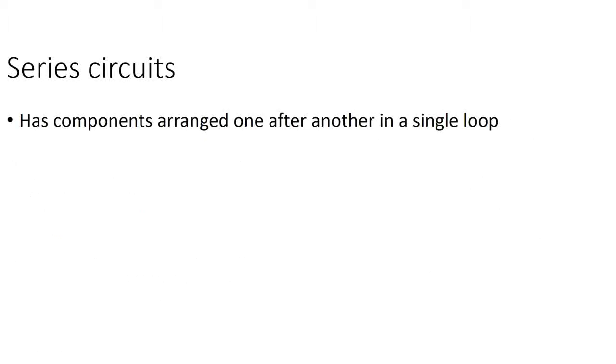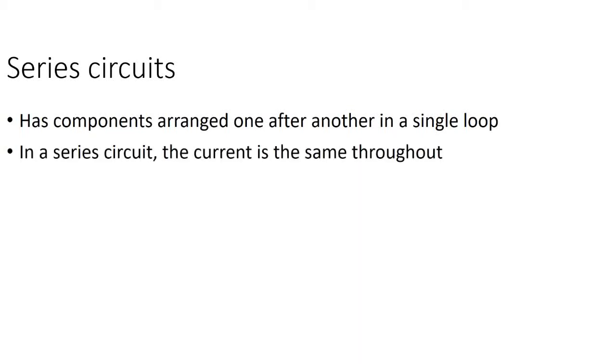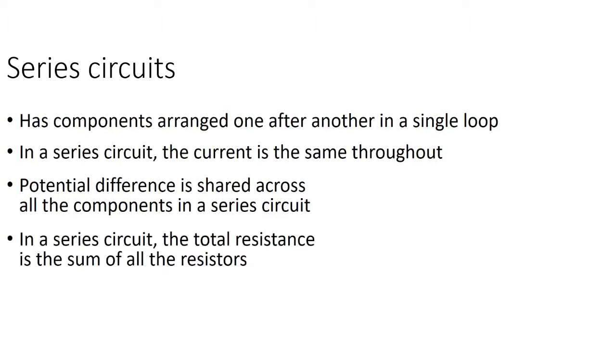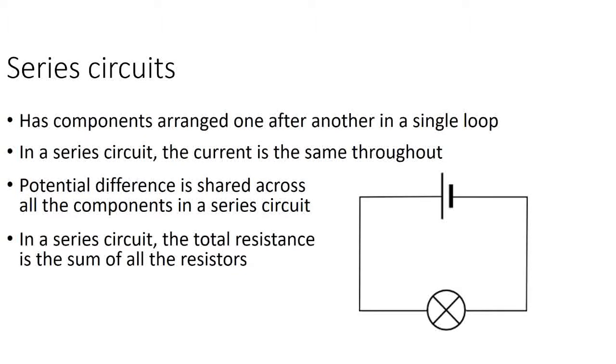Series circuits have components arranged one after another in a single loop. In a series circuit, the current is the same throughout, but the potential difference is shared across all the components. The total resistance in a series circuit is the sum of all the resistors. Here is a simple series circuit with a cell and a light bulb.